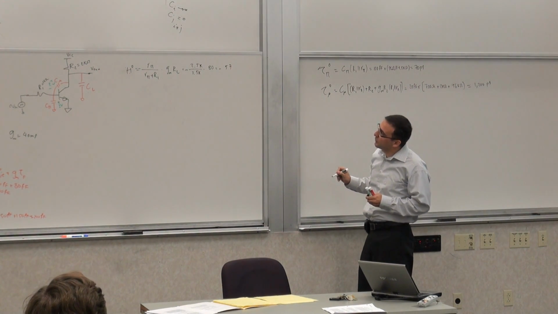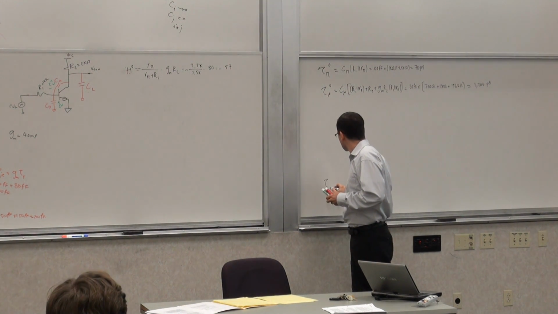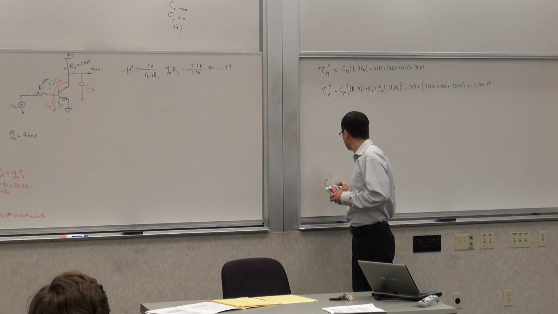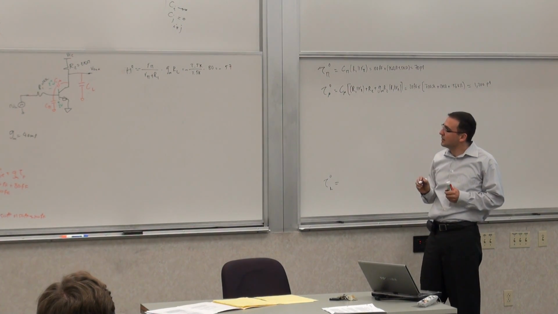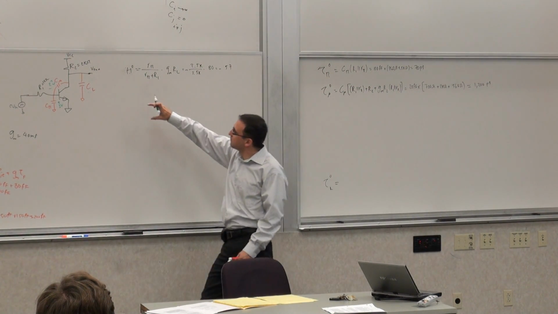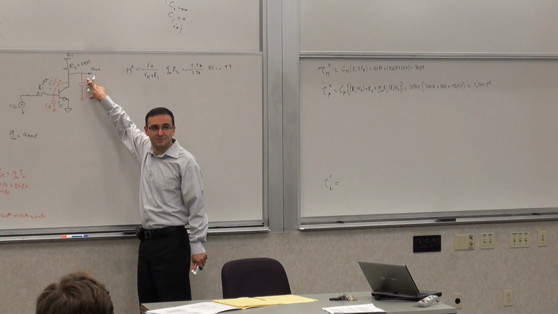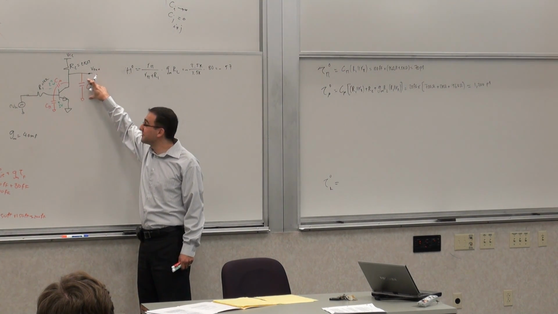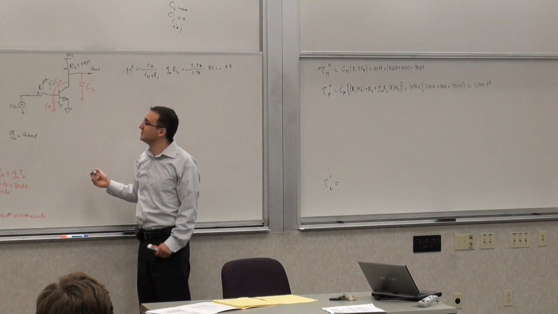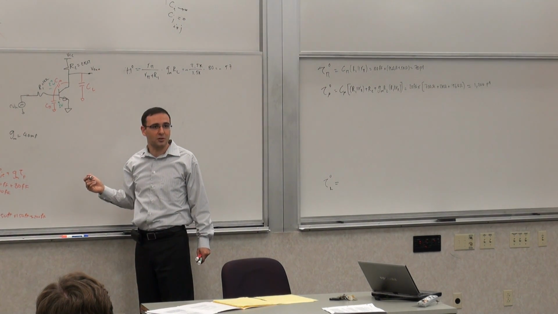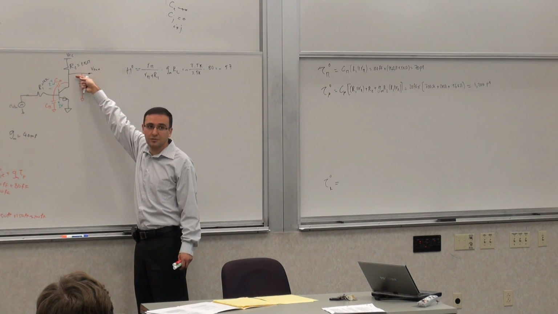Now, the other one, what's the last time constant? Tau L. Okay? What is tau L? It's the time constant associated with this capacitor. This is almost trivial. What is the resistance seen by this guy when all the sources are null and all the capacitors are null? What is the resistance you see from this node to ground?